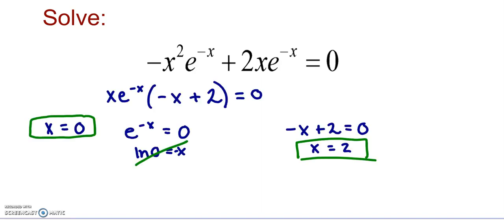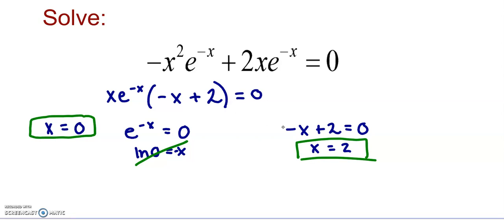Okay, so as I mentioned before, I'd start this one by taking out a GCF, which I did. I took out the x times e to the negative x, and I was left with negative x plus 2. Now, since I factored all these, I set each of these equal to 0. I set x equal to 0. I set e to the negative x equal to 0. And I set negative x plus 2 equal to 0. So these ones are pretty simple: x equals 0 and then x equals 2.